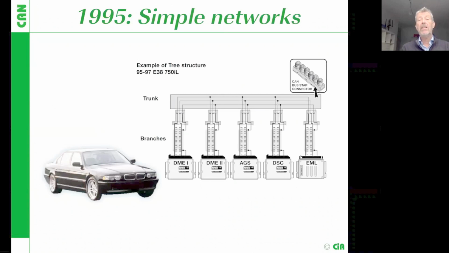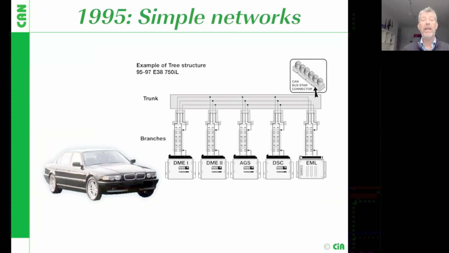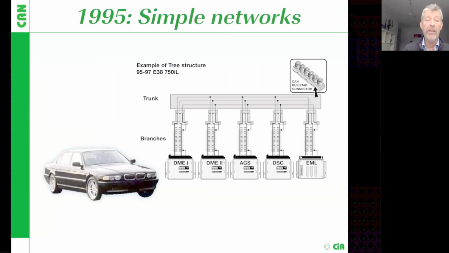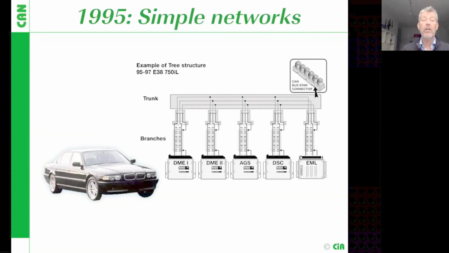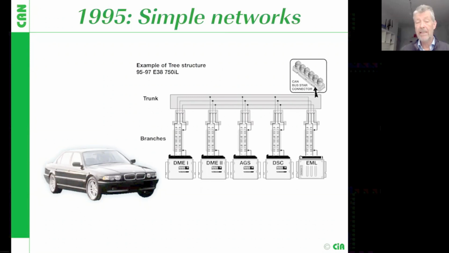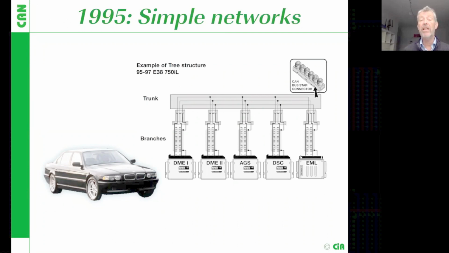Let's start a little bit with history. Early in the 90s, when the CAN protocol was introduced and realized in silicon, car makers started with simple networks. You see here an example from 1995, so it's a couple of years ago, where 5 nodes were connected in a tree structure. In those days, it was more or less quite simple, and just a few engineers designed the entire in-vehicle network.